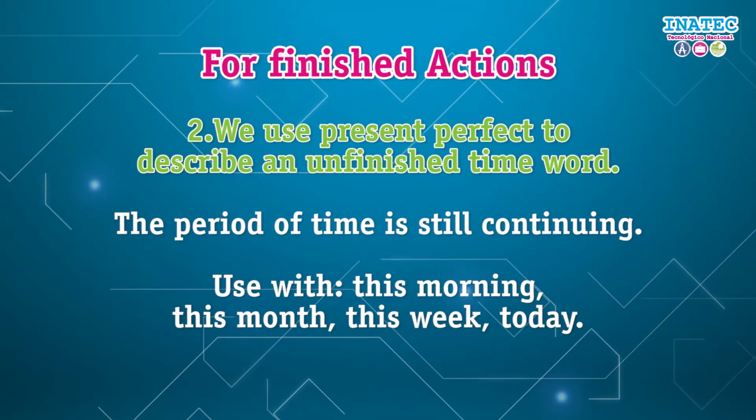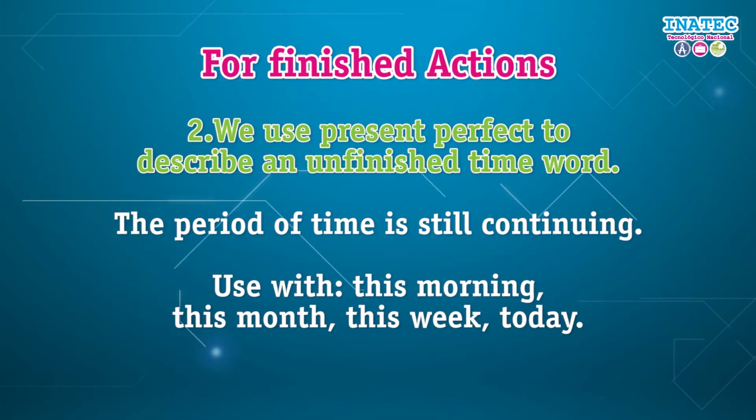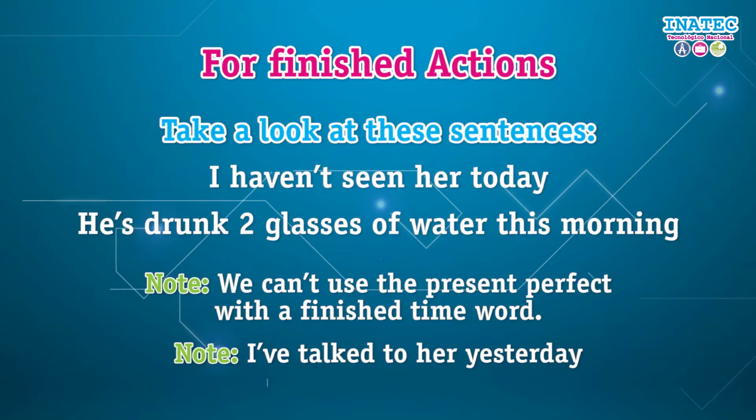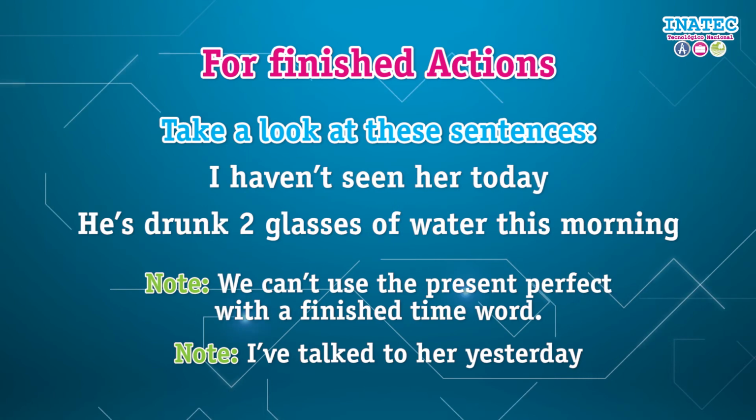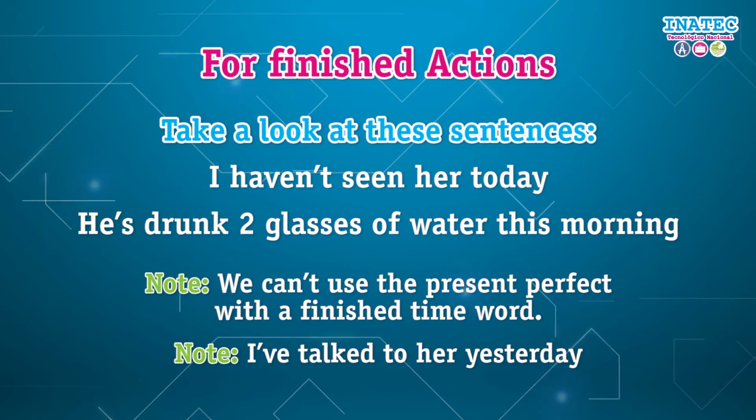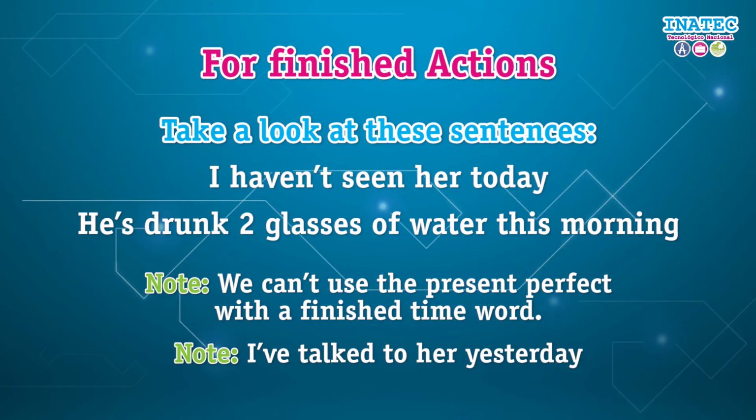2. We use present perfect to describe an unfinished time word. The period of time is still continuing. Examples: this morning, this month, this week, today. Take a look at these sentences. I haven't seen her today. He's drunk 2 glasses of water this morning. Note: we can't use the present perfect with a finished time word. Not I've talked to her yesterday.